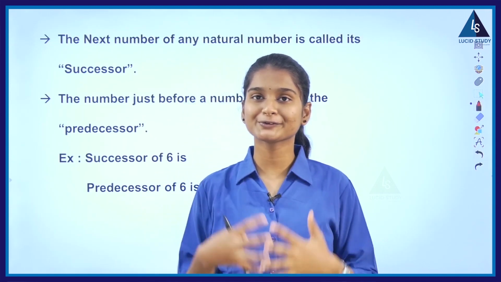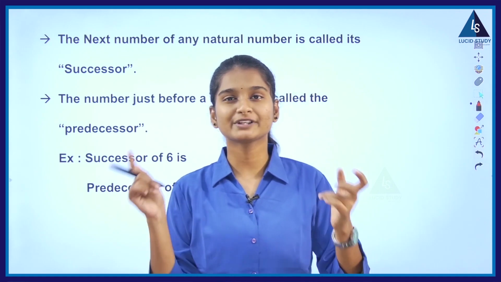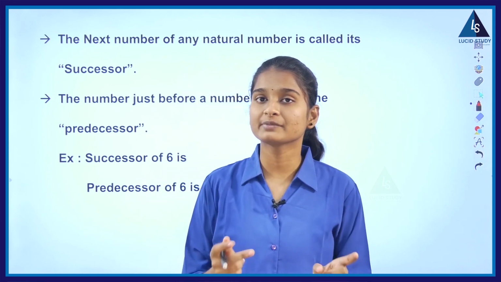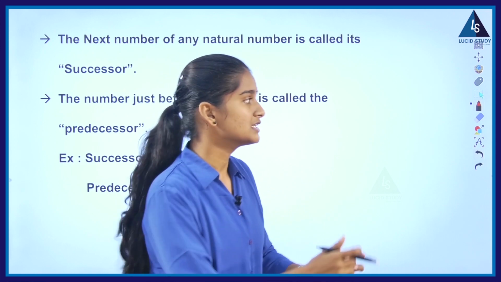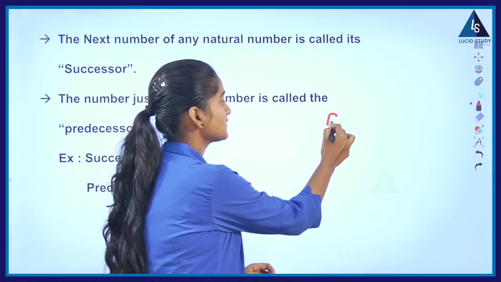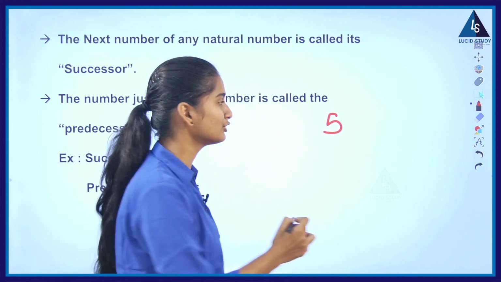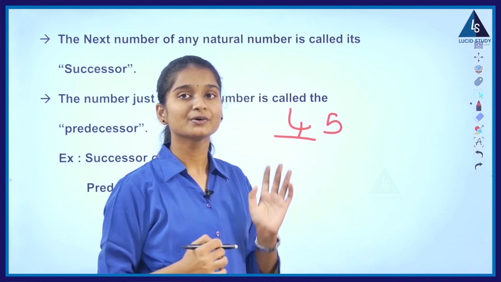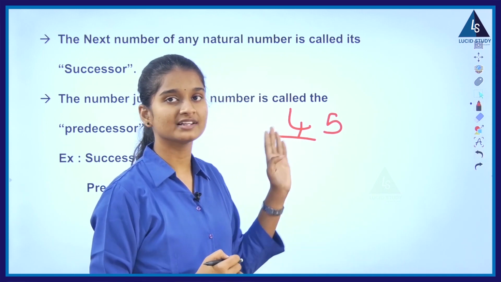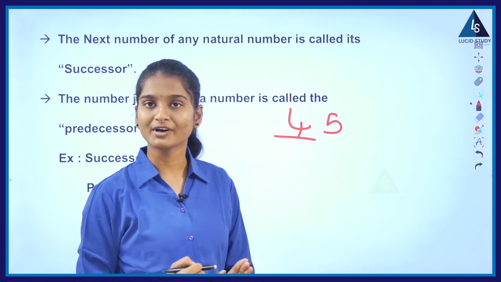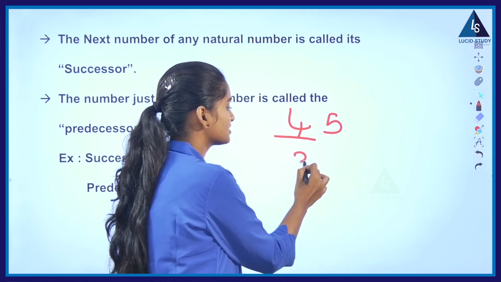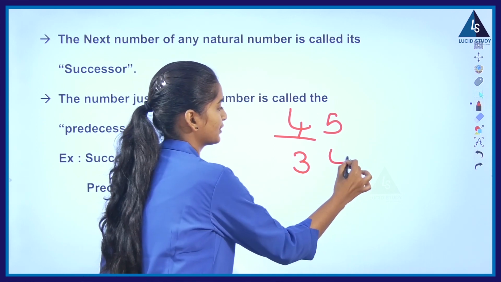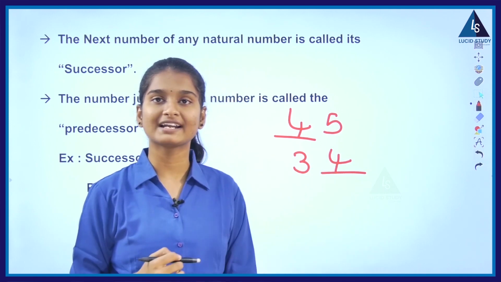Before going to whole numbers, let us know a few topics about predecessor and successor. What is called a predecessor? A predecessor is a number that comes just before any other number. Here I am taking 5. The number which comes before 5 is 4. So 4 is called the predecessor of 5. Then what is a successor? There is a number 3. What is the number that comes just after 3? That is 4. So here 4 is called the successor.